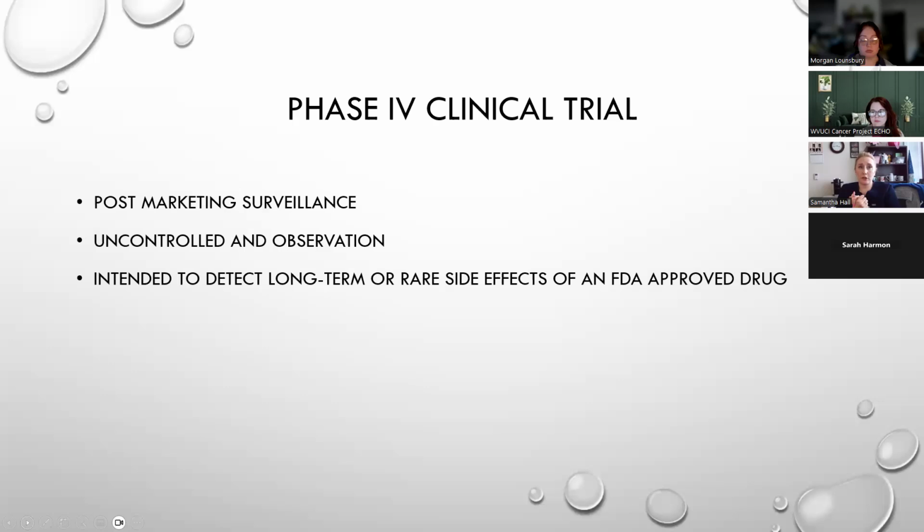So like we talked about earlier, we do phase 1, 2, and 3. At some point after phase 2 or 3, the drug might get FDA approved. And then once it has FDA approval and it's gone through phase 3, we move into phase 4, which is a post-marketing surveillance. These are uncontrolled, they're just observational, and we follow patients for a long time on trial, right?